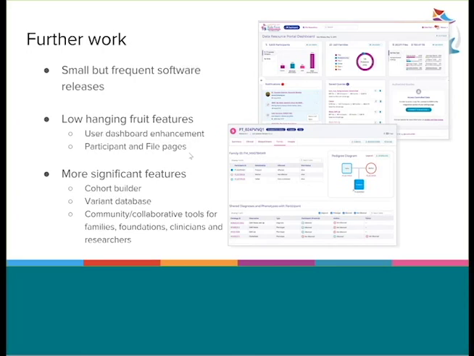And we want also to start creating what we call entity pages. So a page for a given entity. For example, the first one would be on participant with pedigree information, and the next ones would probably be from the variant database with gene pages, variant pages. We want to build more significant features in parallel. And the first one that we want to deliver within 6 months is a cohort builder.